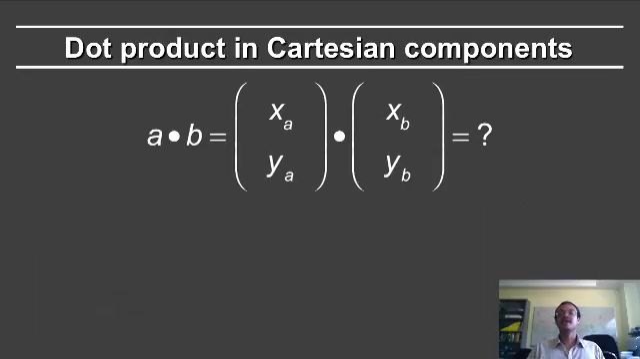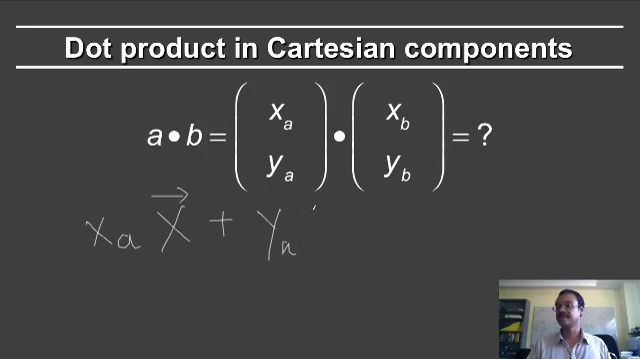The question now is, what is the dot product in Cartesian components? And this is something we can derive. So I write the vector A as xA in the direction of the x vector, and the next coordinate is yA, which is in the direction of the y vector. Okay, so I am going to take a dot product of this with the same thing for B.